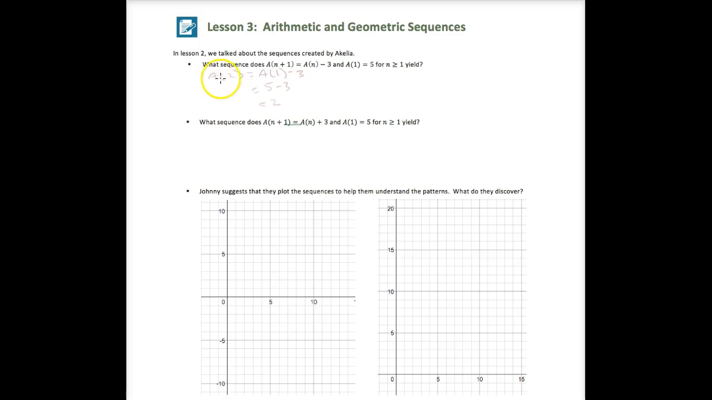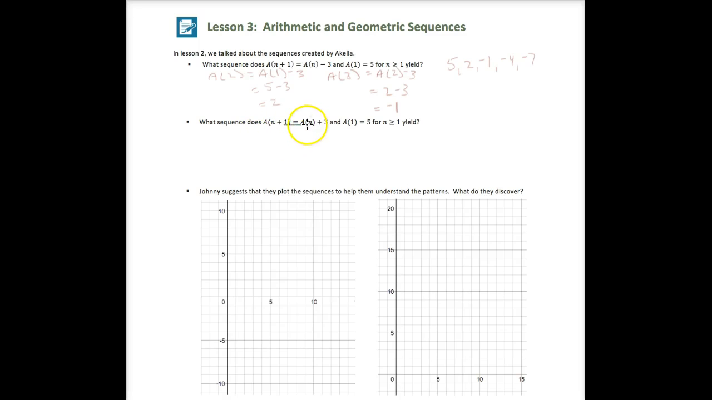If we do the recursive sequence again, we can say a 3 is a 2 minus 3, and we know that a 2 is 2, subtract 3, and we get negative 1. So what we know is our series starts 5, 2, and negative 1. It looks like we're subtracting 3: negative 4, negative 7. Those are all reasonable values to predict.